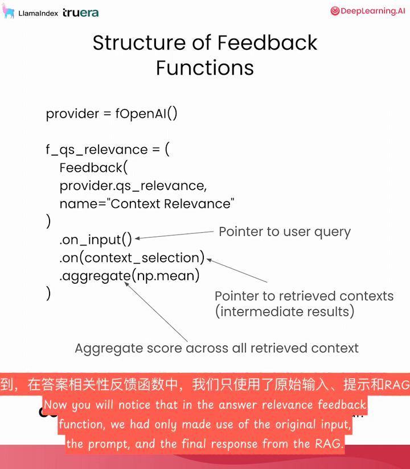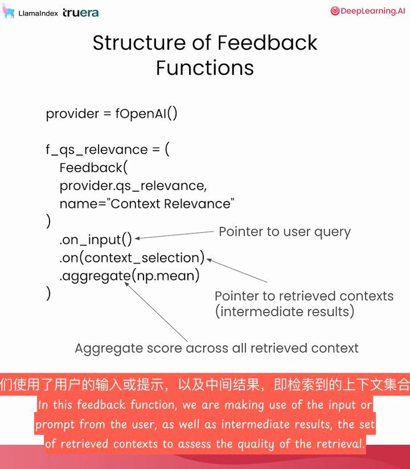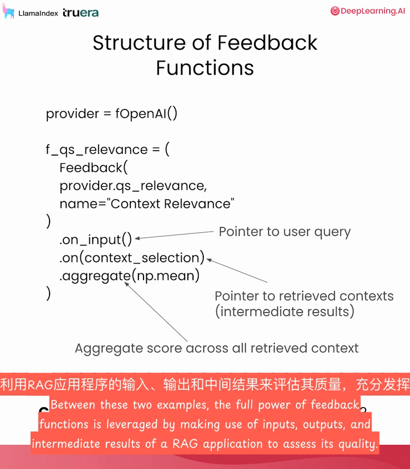Now you will notice that in the answer relevance feedback function, we had only made use of the original input, the prompt, and the final response from the RAG. In this feedback function, we are making use of the input or prompt from the user, as well as intermediate results, the set of retrieved contexts, to assess the quality of the retrieval. Between these two examples, the full power of feedback functions is leveraged by making use of inputs, outputs, and intermediate results of a RAG application to assess its quality.